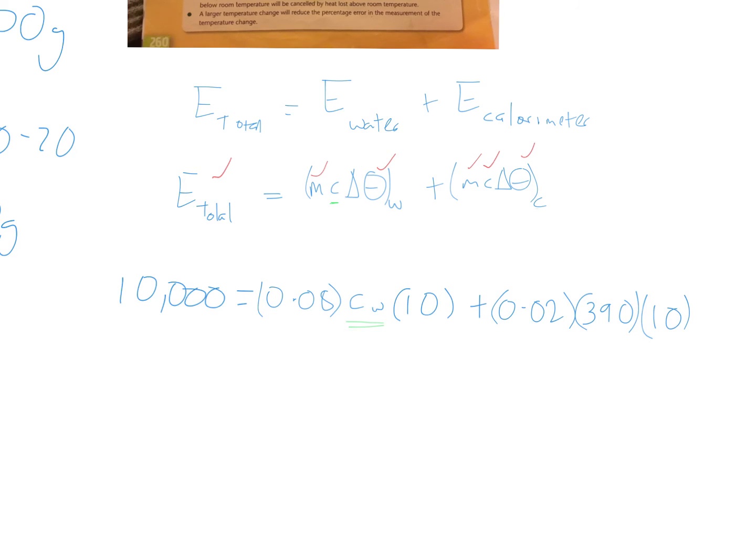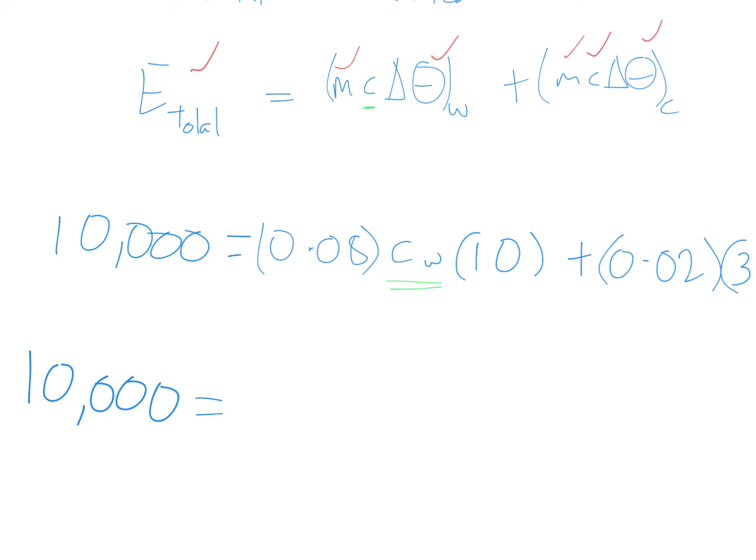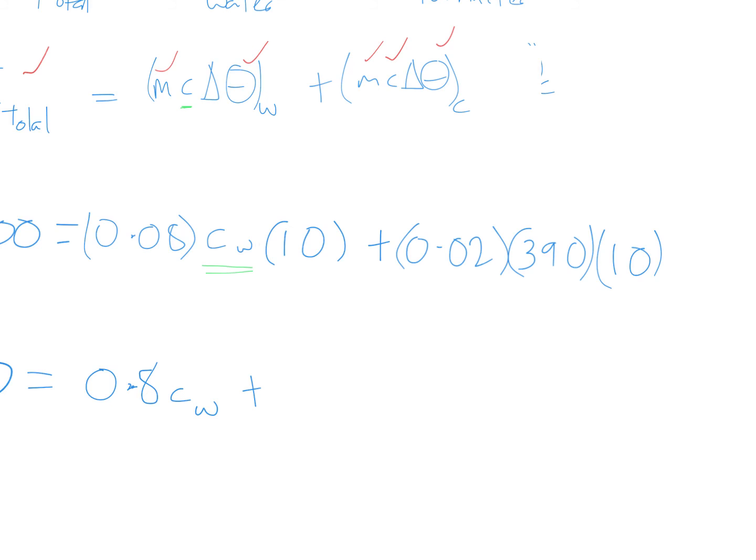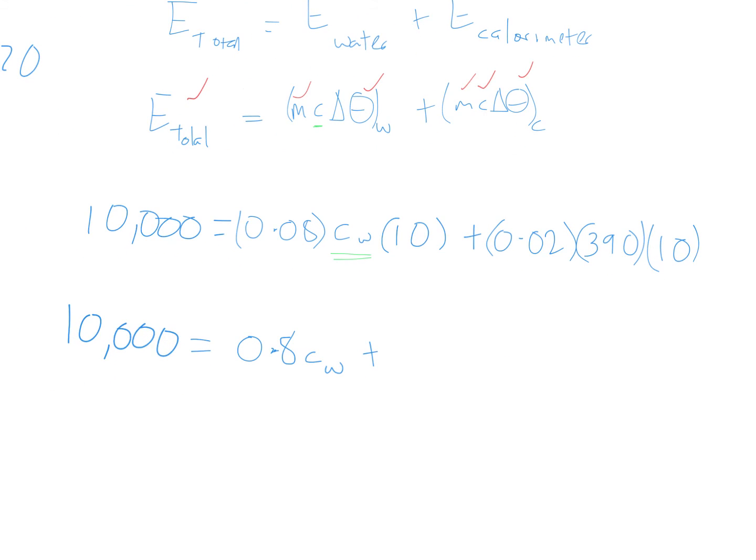So now if we multiply some of these out to simplify them, 10,000 on the left will stay the same. Over here on the right hand side, we can multiply our 0.08 by 10. So that's going to give us 0.8. And that's still multiplied by CW, right? These three things here, there's no sign in between them, so we multiply them by each other. 0.08 times 10 is 0.8, and then CW is unknown. The next three numbers over here are 0.02 times 390 times 10. We multiply those by each other. You can use your calculator for that, and that will give us 78.